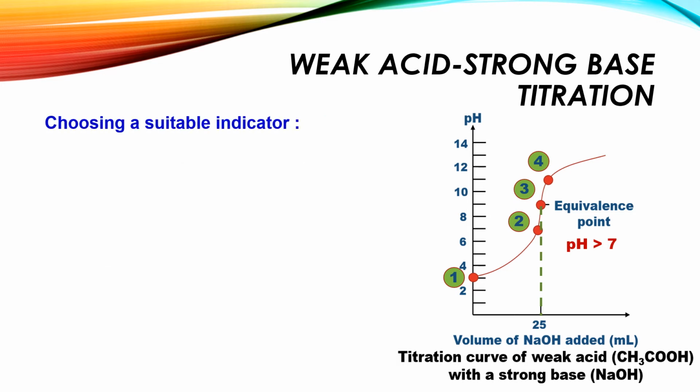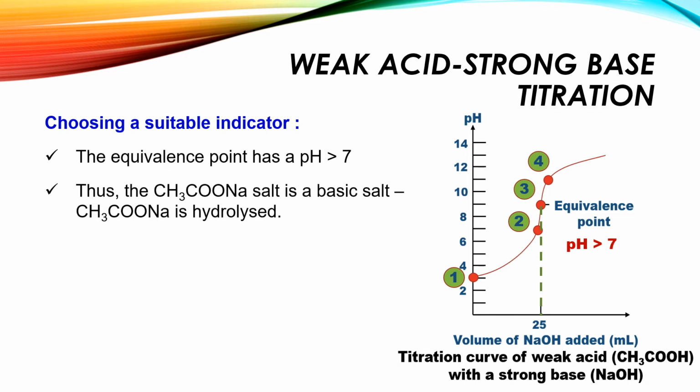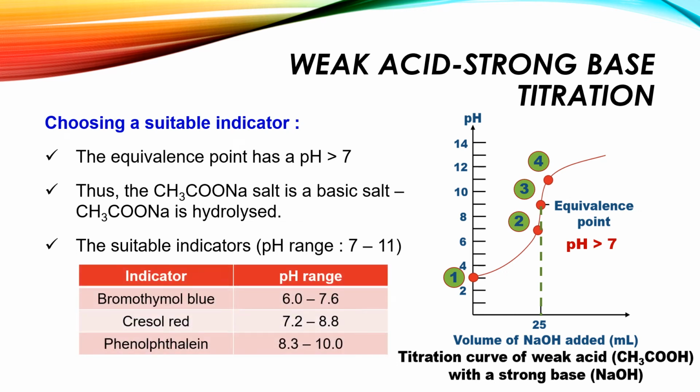To choose a suitable indicator, we can observe the pH at the equivalence point. For a titration between a weak acid and a strong base, the equivalence point has a pH greater than 7. In this reaction, sodium ethanoate is a basic salt because it is hydrolyzed by water. A suitable indicator can be chosen in the pH range between 7 and 11, for example bromothymol blue, cresol red, and phenolphthalein.